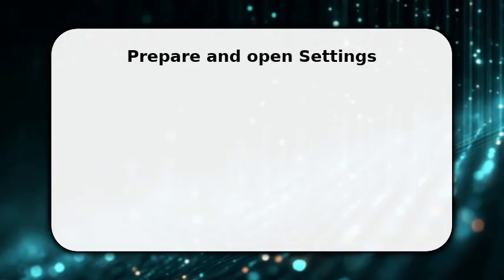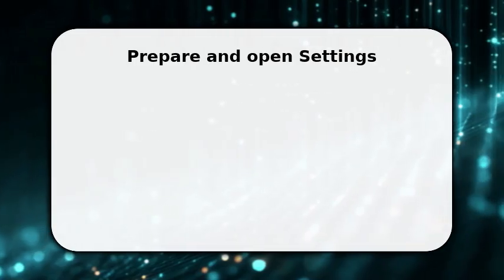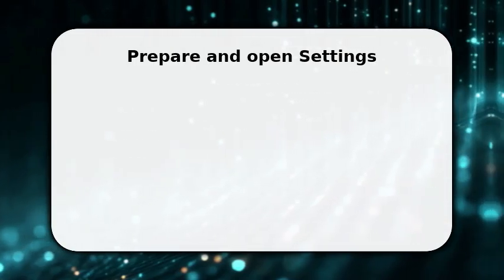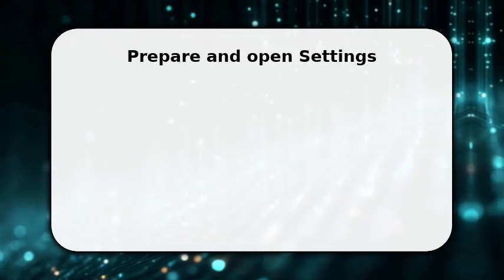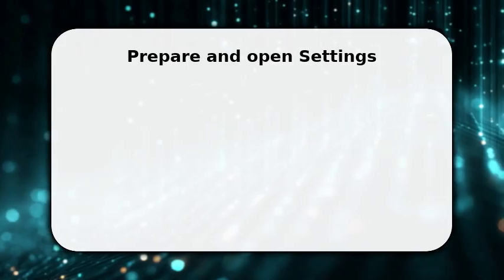Start now. Make sure your Nothing Phone 1 is charged and unlocked. You will act fast. Open Settings, then scroll to About Phone. You must tap build number 7 times quickly. You will see a countdown or a message that you are X steps from being a developer.